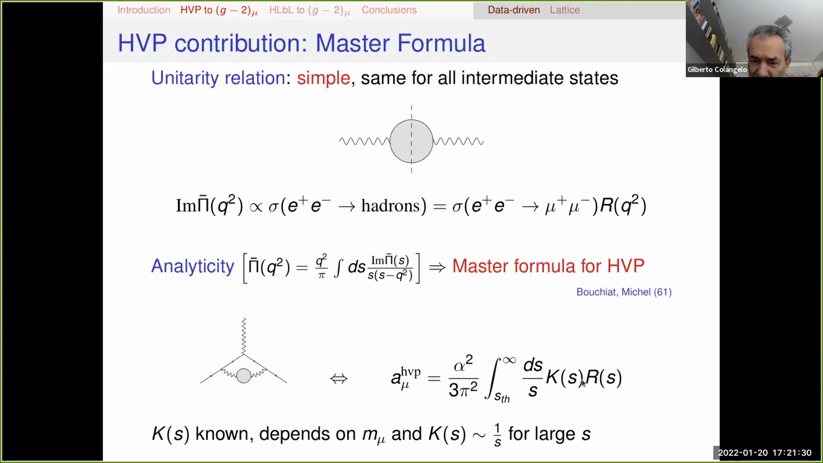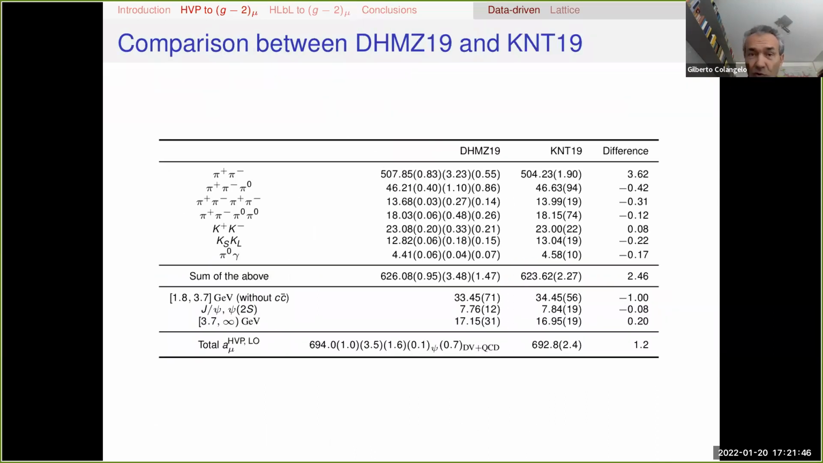And once you have this formula, then all you need to do is to measure this R ratio as accurately as possible, combine the results of the various channels, the various energy regions, and calculate this integral as accurately as possible. And that's the work which has been done over many years by different groups. And at the moment, there are essentially two main groups which are doing this complete calculation.